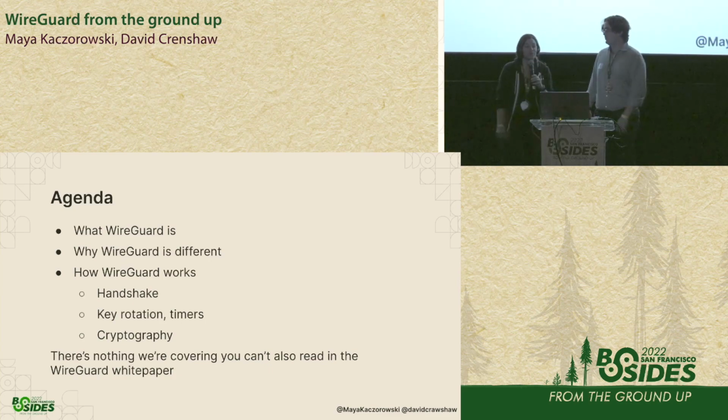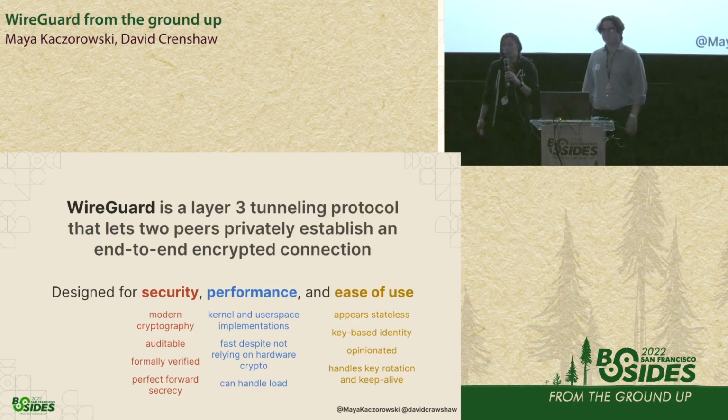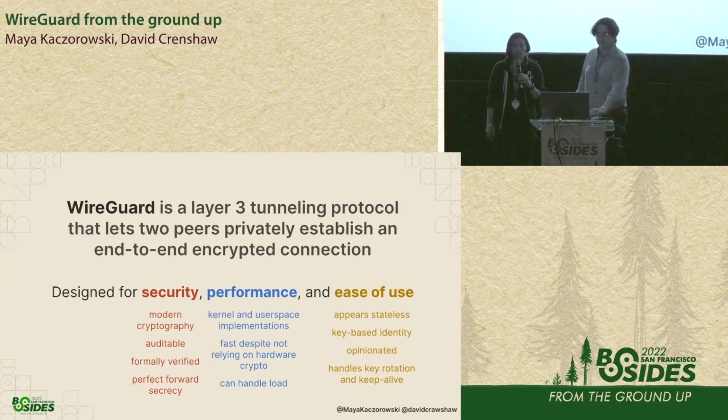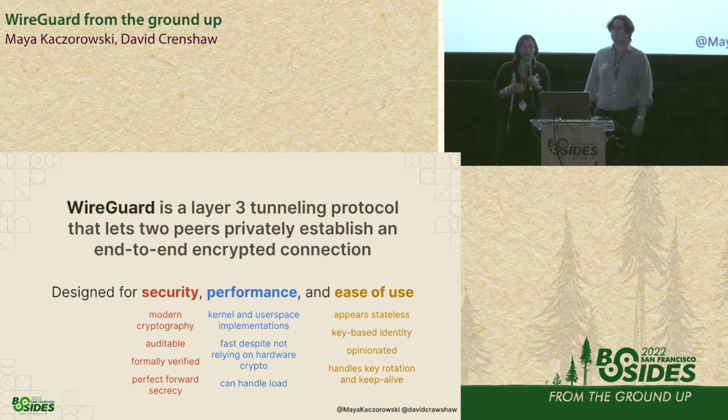Let's jump in. So first off, what is WireGuard? Basically, it's a layer 3 tunneling protocol that lets two peers establish an end-to-end encrypted connection. There's a couple of things worth highlighting specifically about WireGuard. WireGuard encapsulates both IPv4 and IPv6 traffic at layer 3, and only at layer 3. It's opinionated.